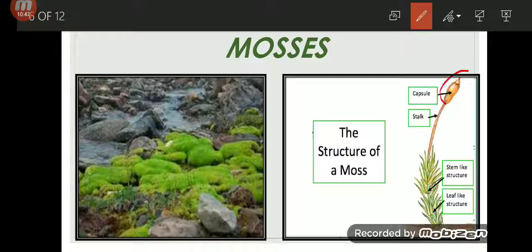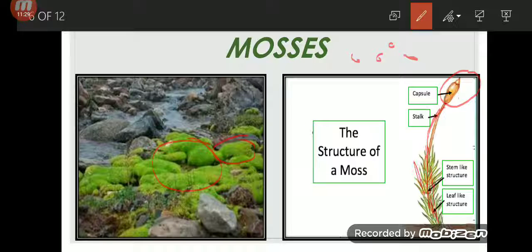This is a capsule, and inside this capsule there are spores. Spores are like this, small circles. The capsule has spores which are used for reproduction to produce new plants. This is the stalk, the stem-like structure. It does not have any proper stem, because here you can see the size of this plant. This area may have hundreds or thousands of plants. So it just has a stem-like structure.